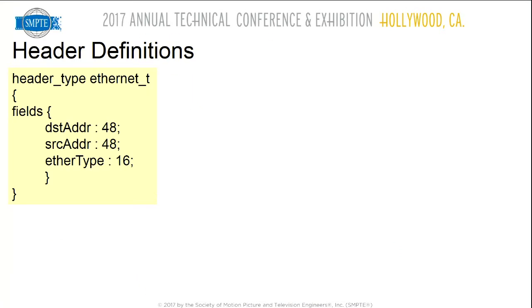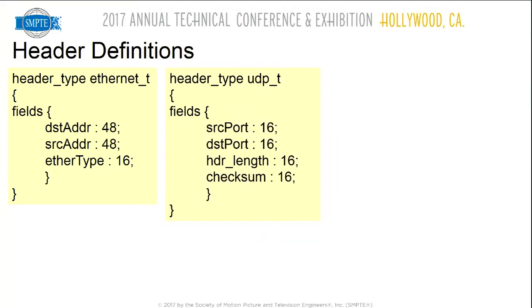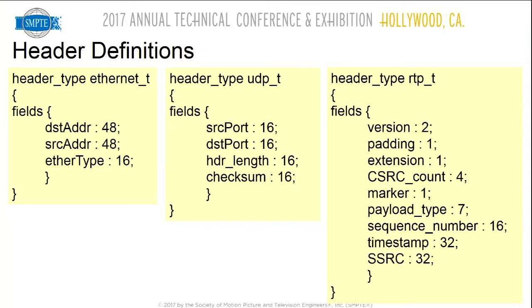So to use P4, you write header definitions, and it looks a lot like the C programming language. Here's an Ethernet header where we have the destination, the source address, and the ether type. Here's a UDP header with its source port and destination port, length and checksum. And here's an RTP header. So this is new to P4, right? You have all the things you expect in an RTP header, including the sequence number, if you'd like to use that, the timestamp, payload type, etc.